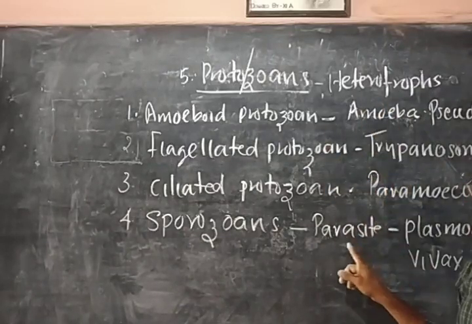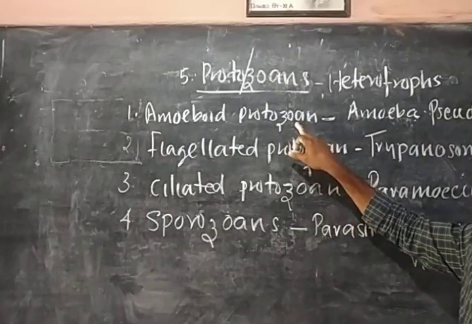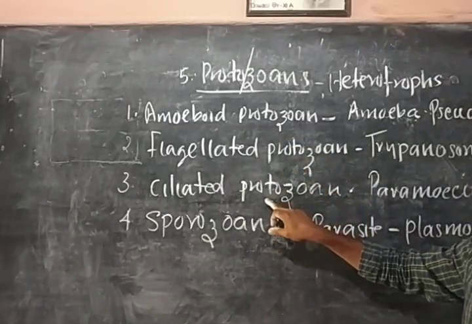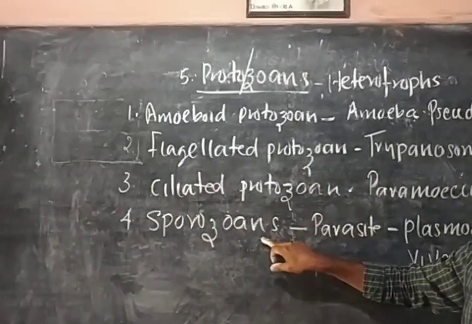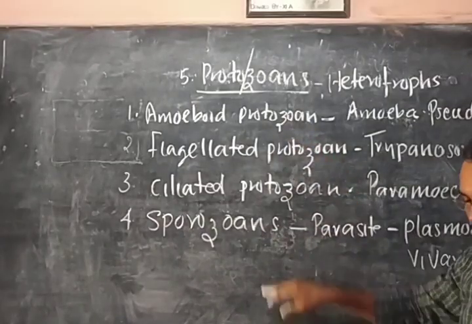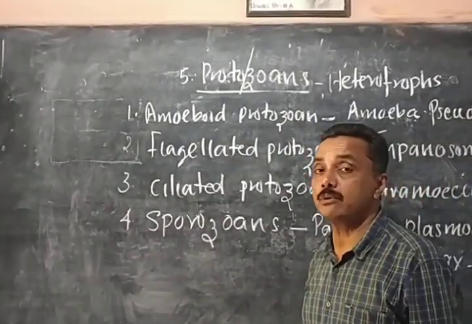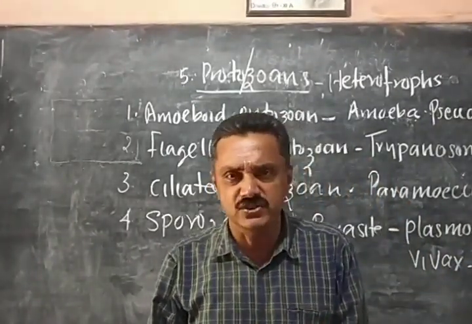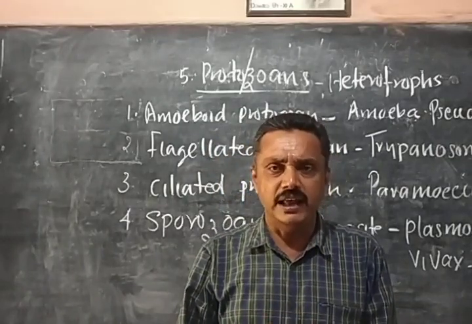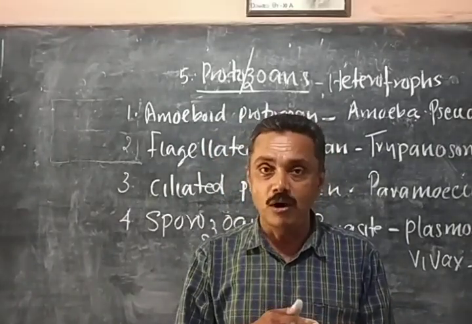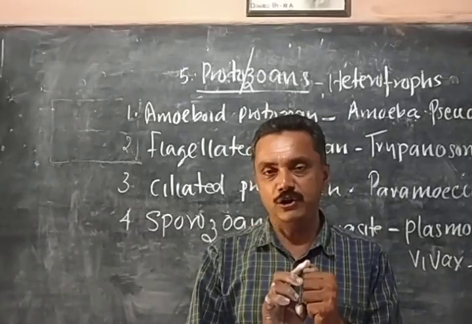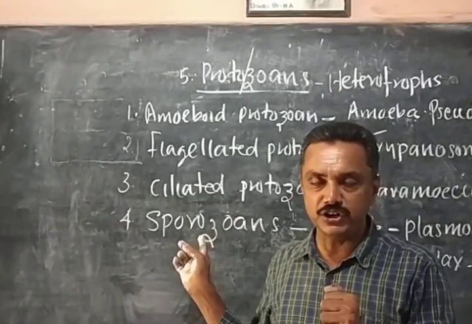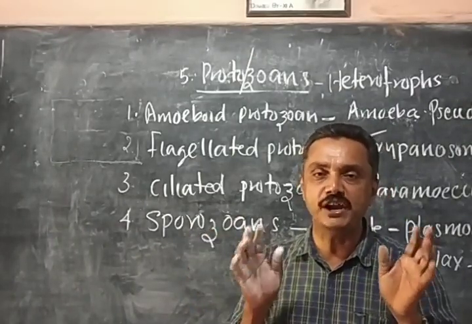So this is very important for you. Movement is different: moving by pseudopodia, by flagella, by cilia, and non-motile, without moving. So we complete the second kingdom called Protista. Very important and confusing for you. First group Chrysophytes, then dinoflagellates, then euglenoids, then slime moulds, and protozoans. Five groups are there. Listen very carefully, write the notes from the blackboard, complete the notes and read twice or thrice.